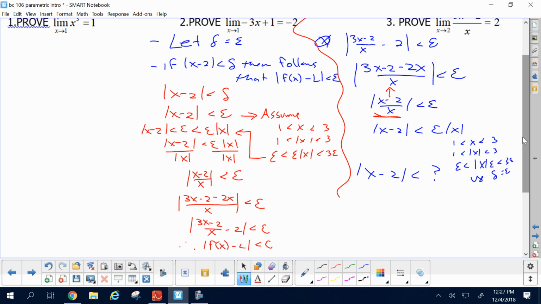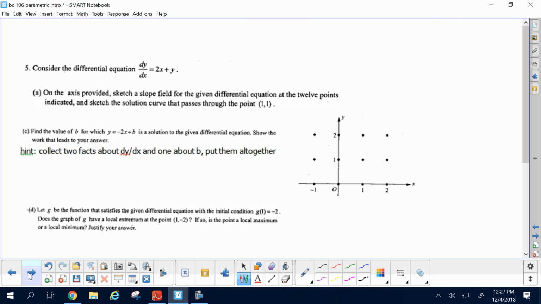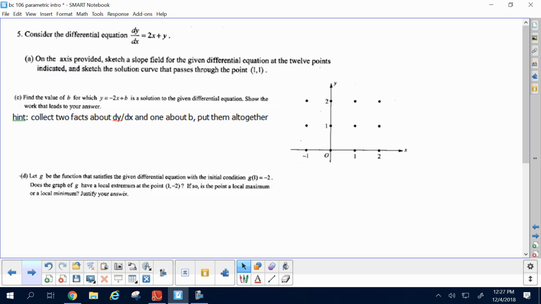All right, let's go to the quiz, shall we? Number 5 was hard. Okay, Mr. Ridley, 5C is a bit of a humdinger. Yes, Mr. Rickman?